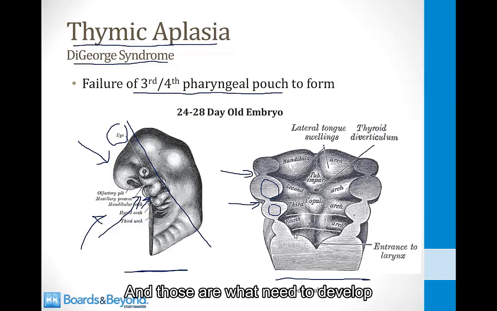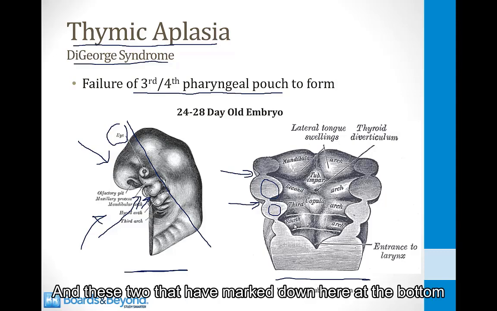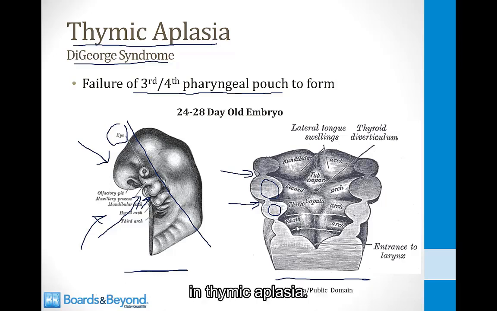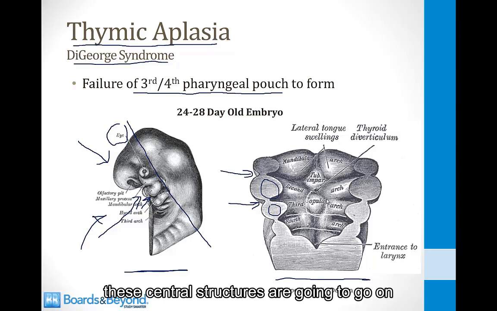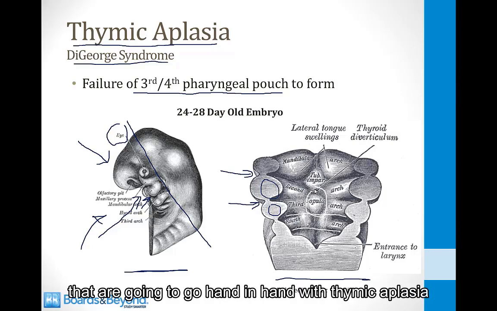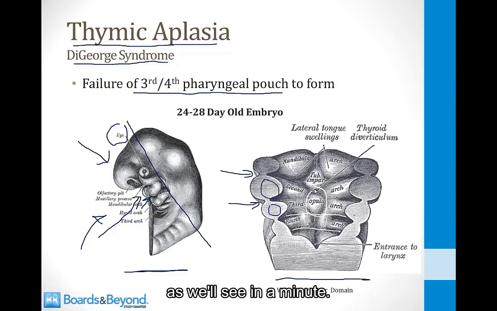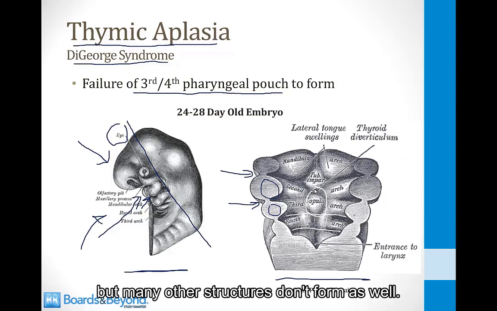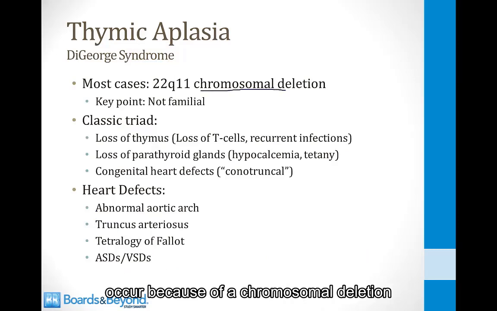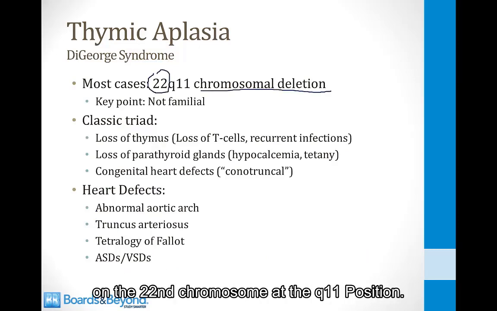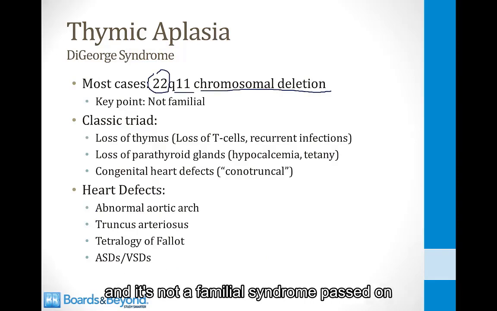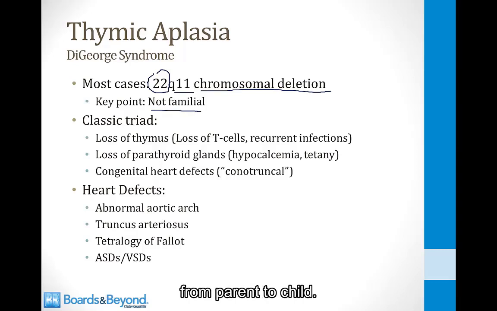And those are what need to develop in order to form the thymus. And these two that I've marked down here at the bottom are the third and fourth pharyngeal pouches, and they are what's going to fail to develop in thymic aplasia. Of note here, these central structures are going to go on to develop the pharynx, and this can help orient you to the other abnormalities that are going to go hand in hand with thymic aplasia. As we'll see in a minute, it's not just the thymus that fails to form, but many other structures don't form as well. Most cases of thymic aplasia occur because of a chromosomal deletion on the 22nd chromosome at the Q11 position. And a key point here is that these are usually spontaneous deletions, and it's not a familial syndrome passed on from parent to child.